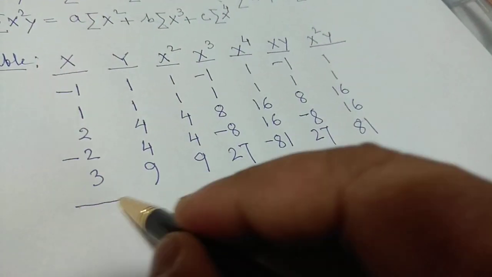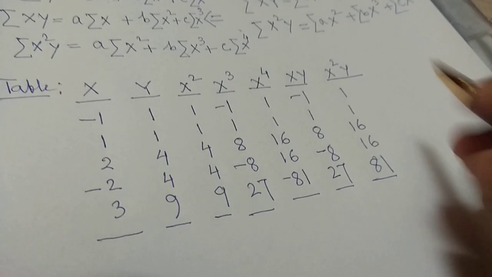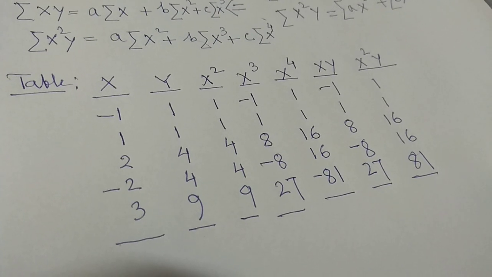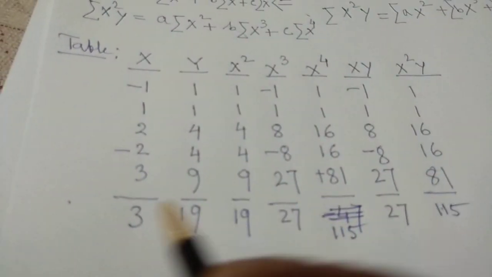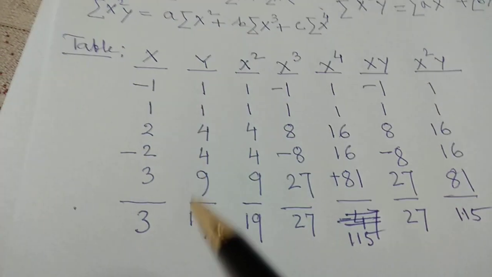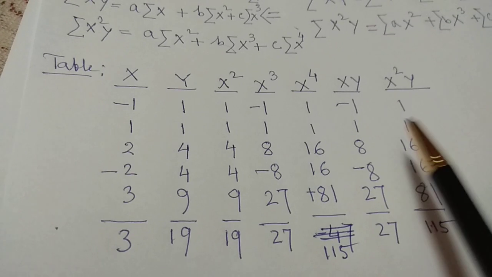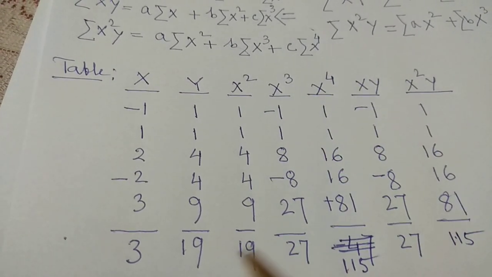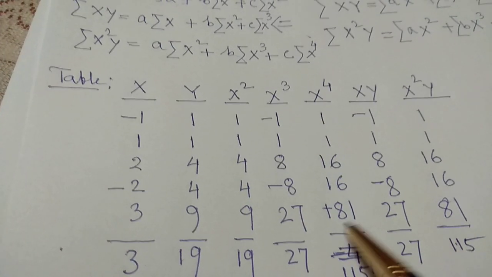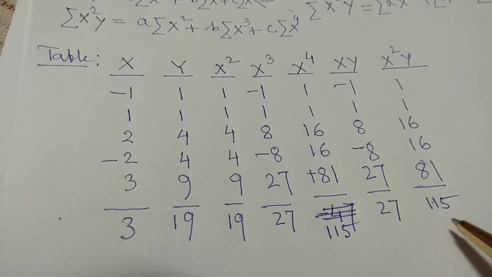Now we are going to calculate the summation of all of these. So these summations have been calculated. The sum of this is 3, sum of this is 19, sum of this is 19. This will be 27, and previously there was a mistake. It should be 3 to the power 4, that is 81. So the sum of that will be 115. This will be 27, and this will be 115.